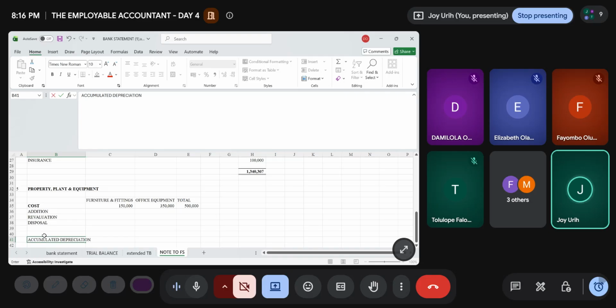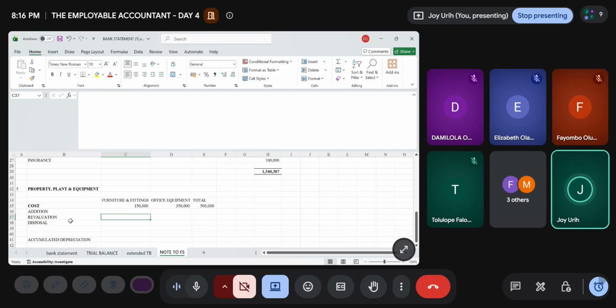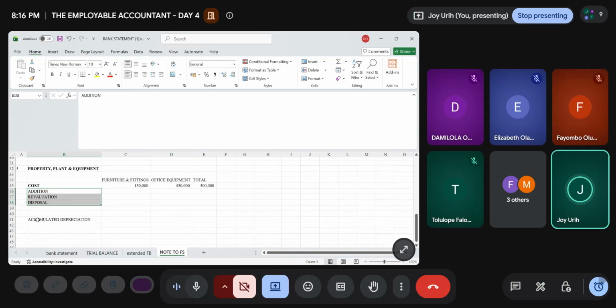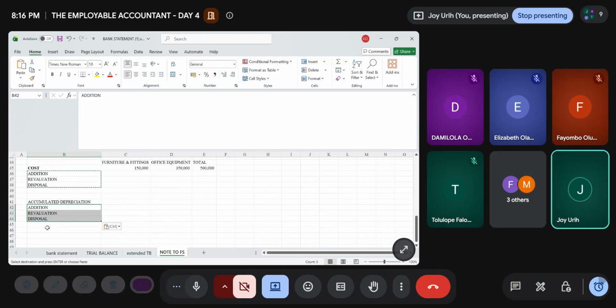For the accumulated depreciation, we are still going to have all of these categories: addition, disposal, and the rest, if we have any of them. But this is what actually makes it up. Then we have depreciation for the year.